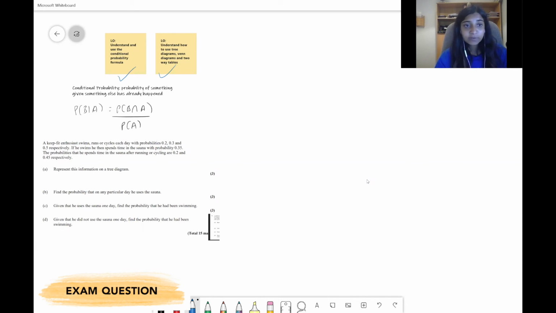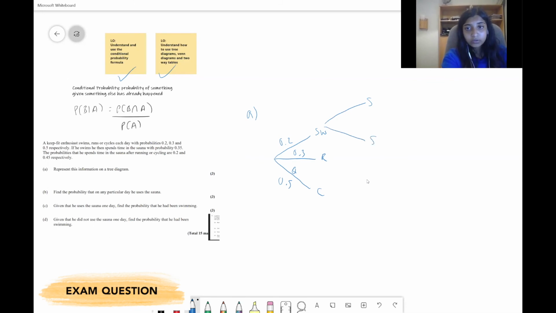The first thing we want to do is represent this information on a tree diagram. So the first tree would have 3 branches. One would be swimming, one would be running, and one would be cycling. So swimming, run, cycling. This would go with probabilities 0.2, 0.3, and then 0.5. Then for each of them, I'll call swimming SW, and then for each of them, it's either he'll go to the sauna or he won't go to the sauna. So let's do that for each of them. Sauna, not sauna, sauna, not sauna, sauna, and not sauna.